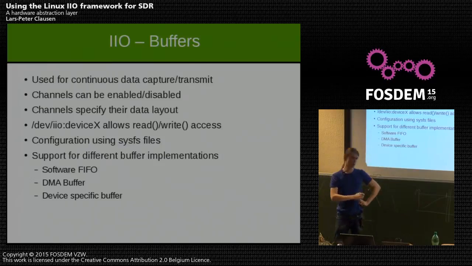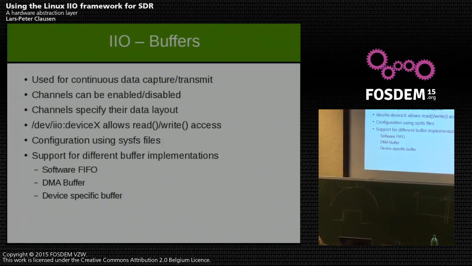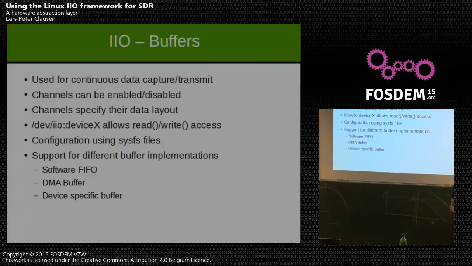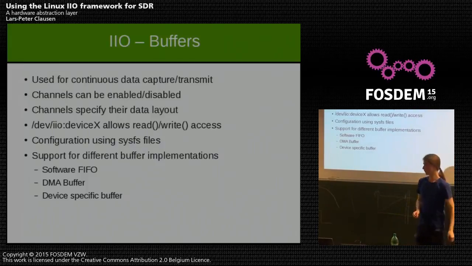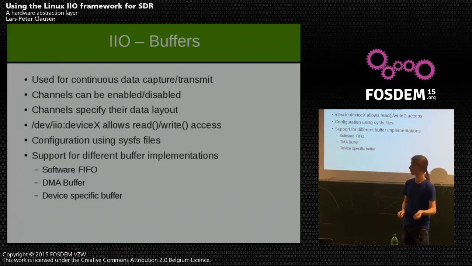For buffers, if you are running a device in buffered mode, the channel will describe what kind of data format the channel is in, like 16 bits, unsigned, little endian, big endian. So your application actually knows what the payload data is and can interpret it accordingly, and you don't need to hard code this into your application. Again, the buffer is configured using sysfs files. Typically, you will have a length or size of the buffer and whether the buffer is enabled or not. But in theory, it's possible to have all kinds of different attributes for buffers.